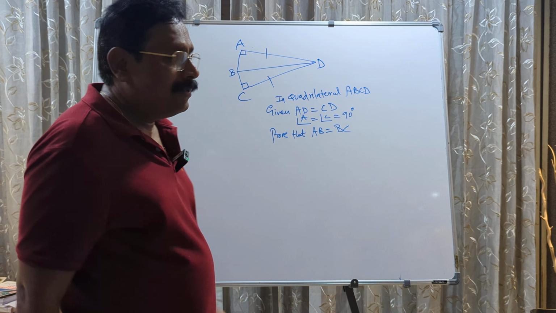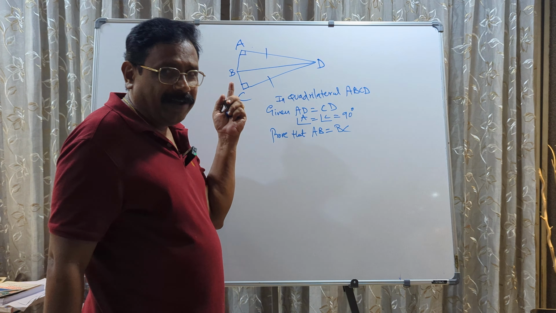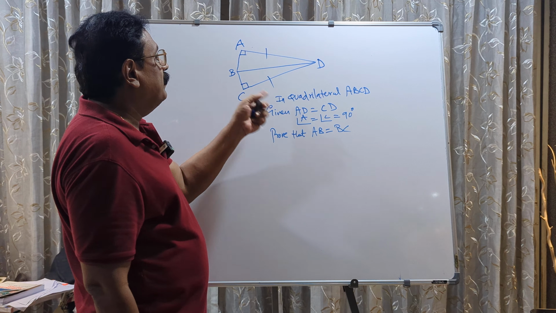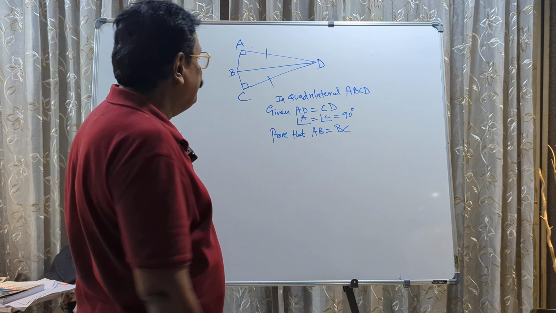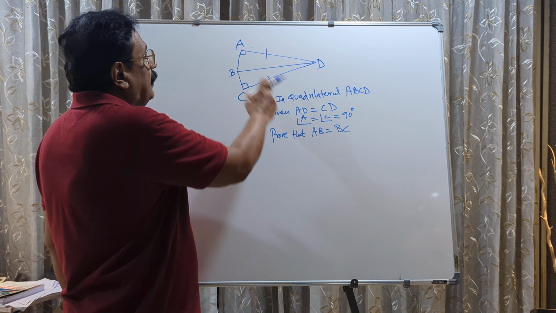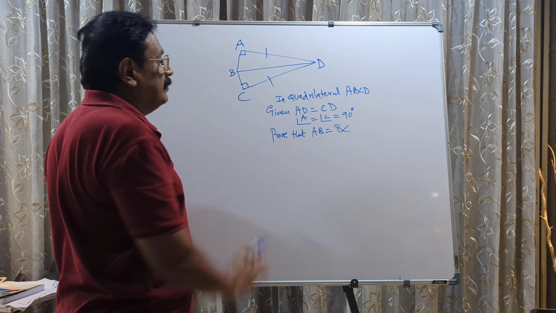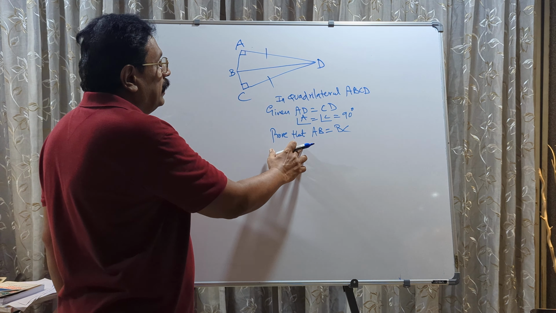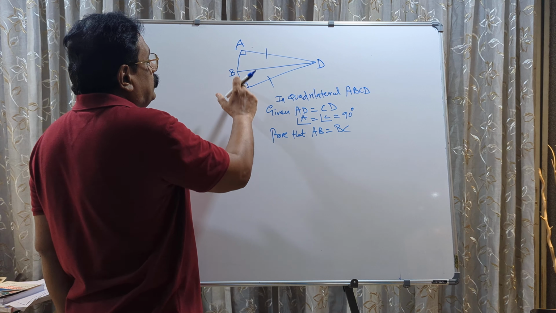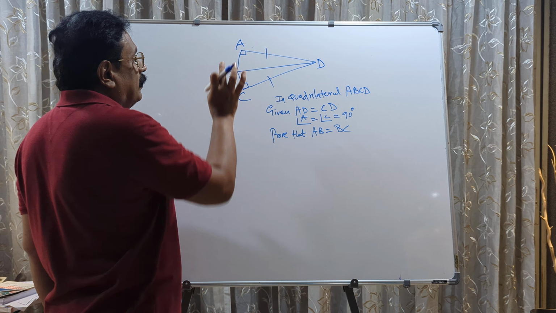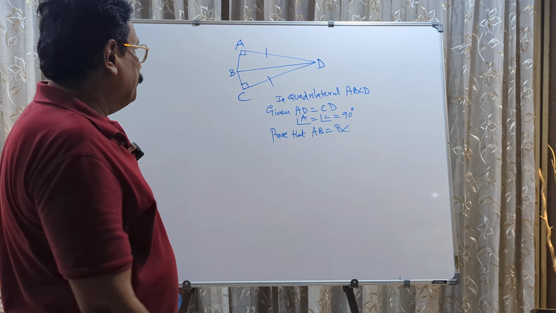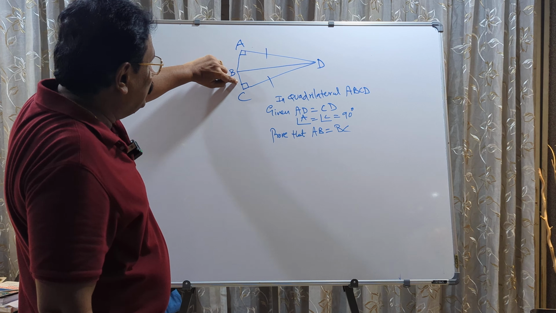See this sum from chapter triangles. They have given one quadrilateral ABCD, and in that they say AD is equal to CD. A and C are right angles, they say. Prove that AB is equal to BC. These two small segments are congruent. We have to prove this is equal to this.